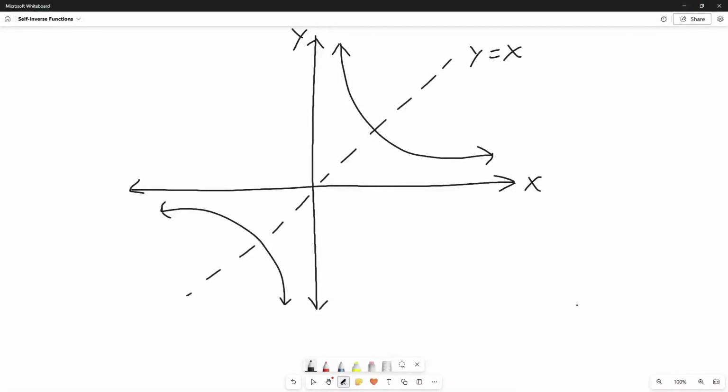And on a graph, all self-inverse functions have reflective symmetry over the line y equals x. And this means that if you reflect them or flip them over that line, then nothing's going to change, and it's going to stay the same. And I drew an example here. This is a self-inverse function, and imagine flipping it over this dotted line, which is y equals x, and nothing's going to change, it's going to stay the same, and that's the same for all self-inverse functions.